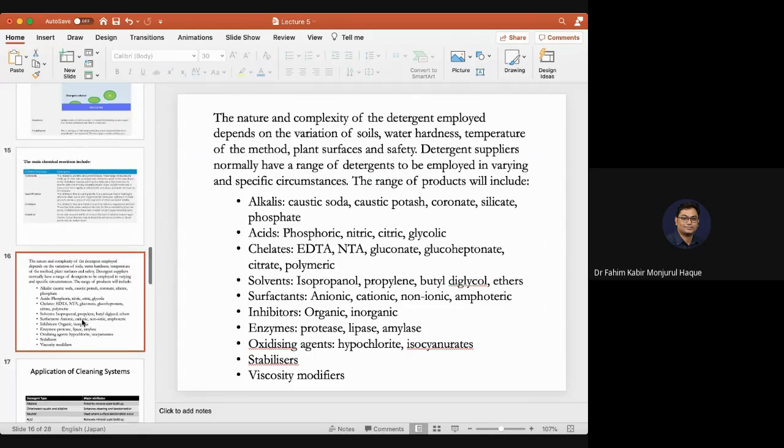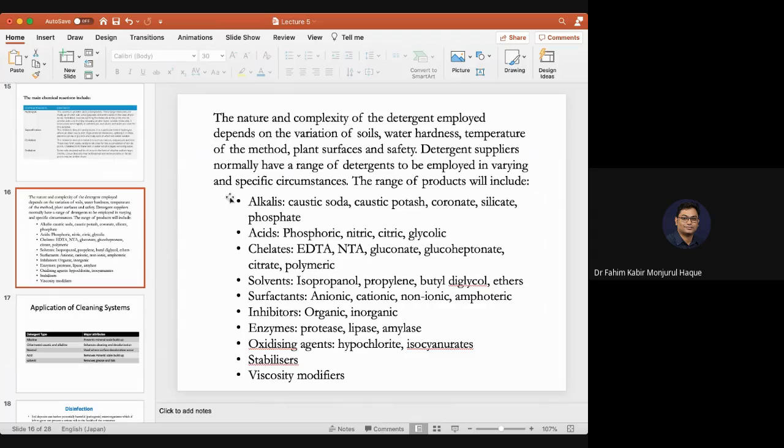Then this slide shows the examples of detergent. Please remember one thing. In the industry, detergents usually don't contain only one type of detergent. They are a kind of mixture of different cleaning agents. In some detergents, maybe disinfectant is also included. They may carry both cleaning agents and disinfectant. They may contain enzymes, different kinds of solvents, chelates, acids, alkalis.